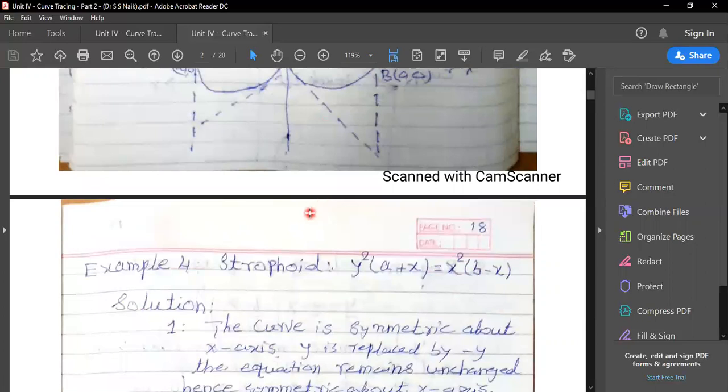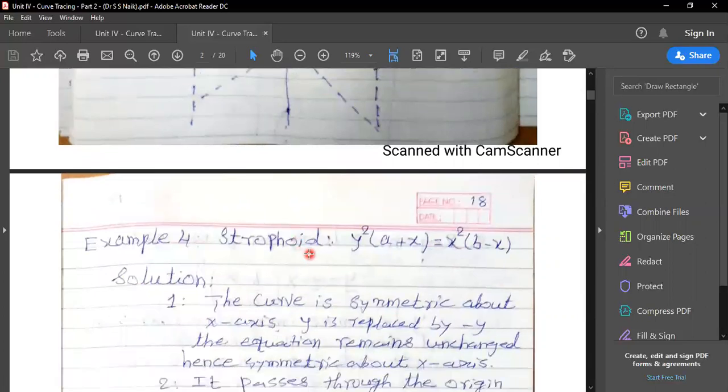Then we'll see the fourth example, which is a trapezoid, given by y square into bracket a plus x is equal to x square into bracket b minus x.